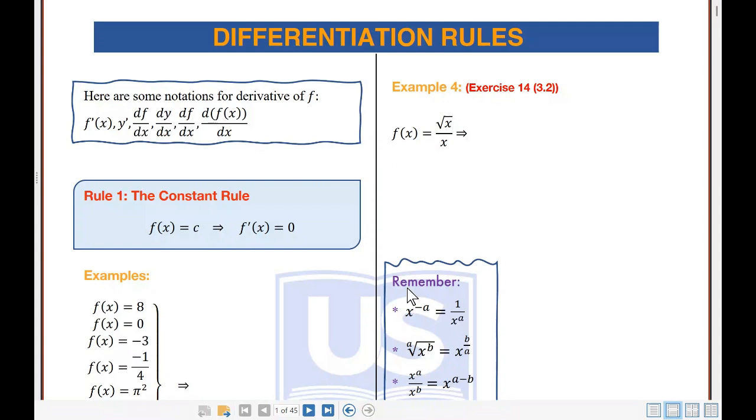Hello everyone. In this video I will be explaining about differentiation rules of some of the functions. Let's first talk about what differentiation is. It's the known form of derivative. A derivative is a rate of change of a function with respect to a variable.